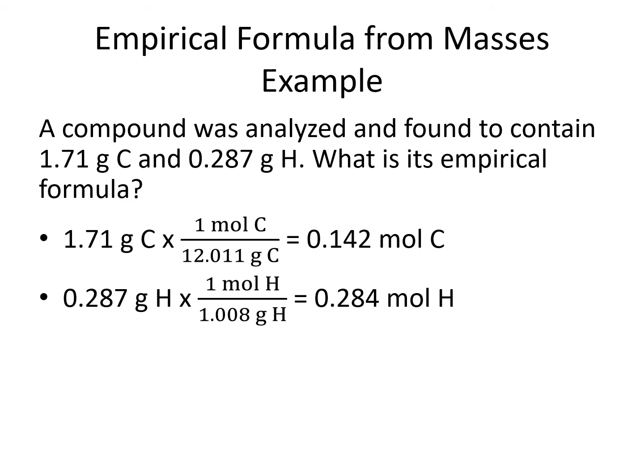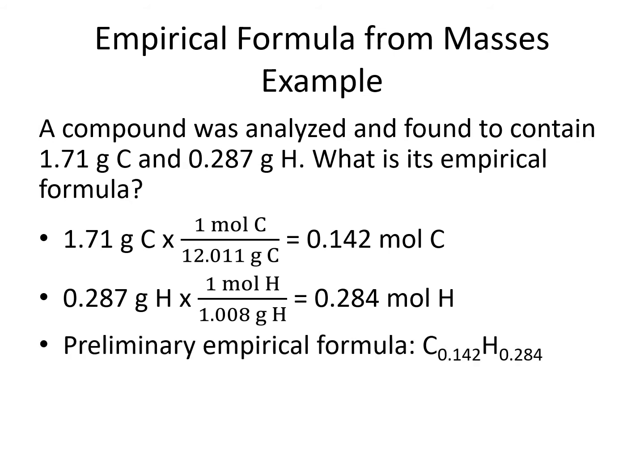So that tells us the relationship between number of moles of carbon and moles of hydrogen. We can write this as a preliminary empirical formula. We could write it as C with a subscript of 0.142, H with a subscript of 0.284. And that is the ratio of carbon to hydrogen. It's just not a whole number ratio. And we want it to be whole numbers because we can only have whole numbers of atoms.